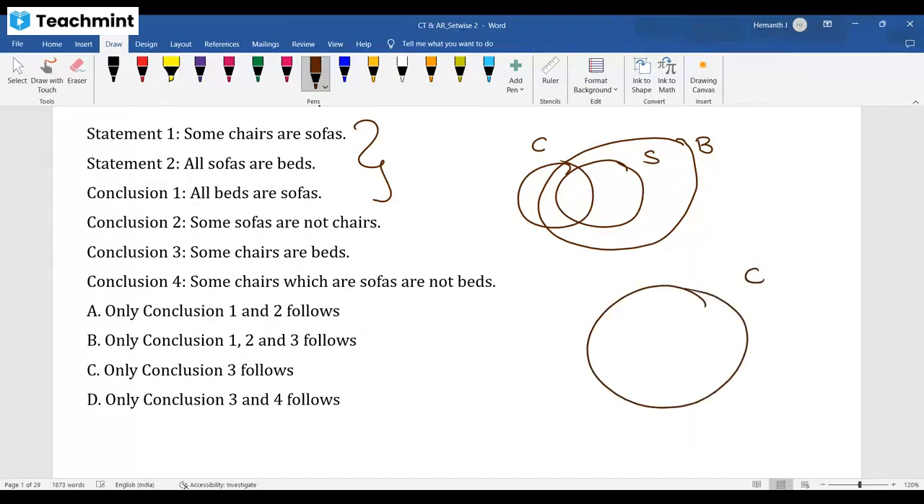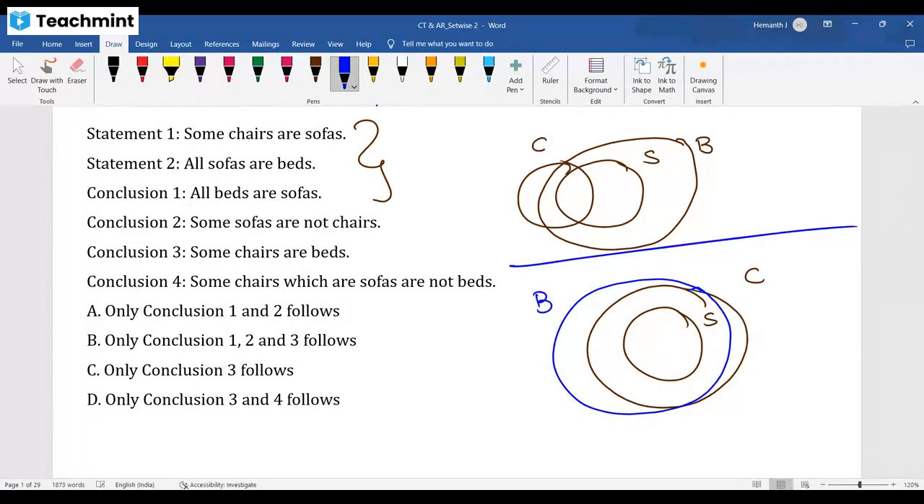Some chairs are sofas. All sofas are beds. You can draw many diagrams like that, but fine. All beds are sofas. Wrong. Some sofas are not shades. Yes, these sofas are not shades. But here, all sofas are shades. Second one failed. For your kind info, second one failed here. When first one, second one failed, remove that in the options.